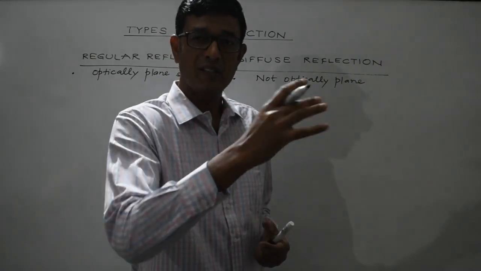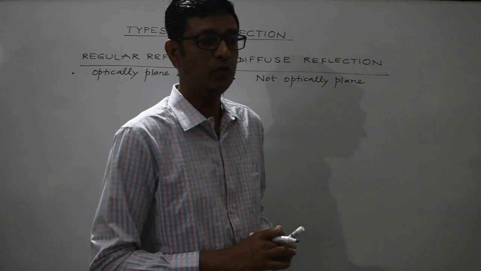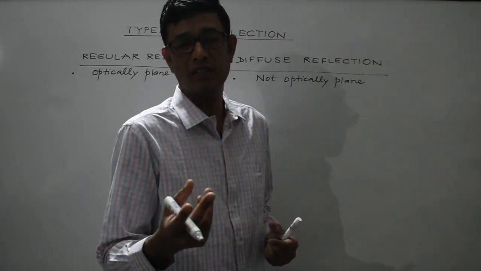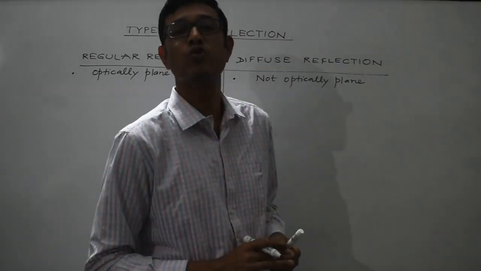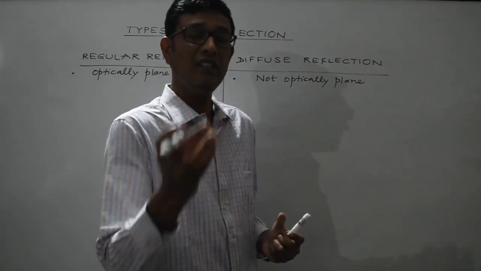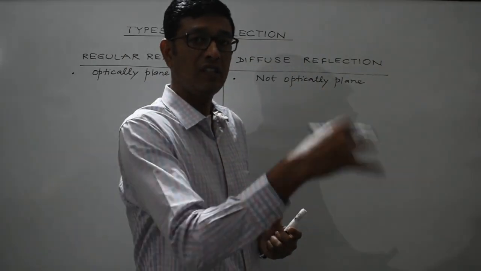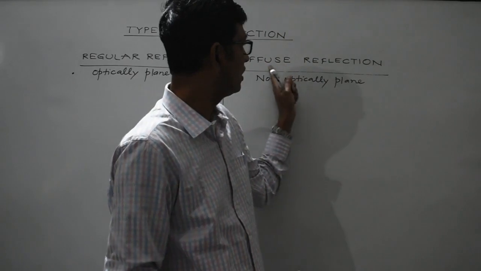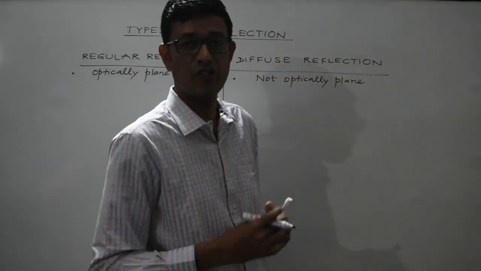If you see its surface closely with the help of a microscope, then certain irregularities in the form of tiny hills and depressions will be found. So if light is incident on such a surface, then the reflection that takes place will come under the category of diffuse reflection. Right?